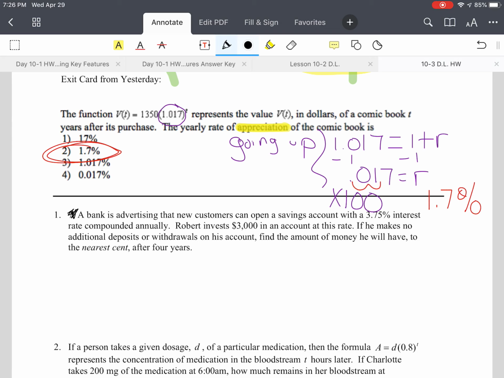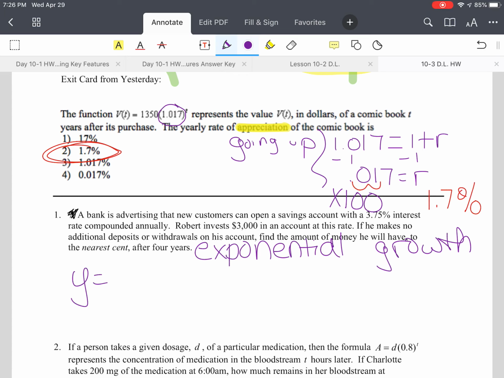Okay, so remember when we talked about putting money into accounts and we talk about interest, that's always going to be exponential growth because the banks always give you interest on your money. They add money into your account. So we need the formula for exponential growth. And that formula is y equals a, parenthesis, 1 plus r, to the t.